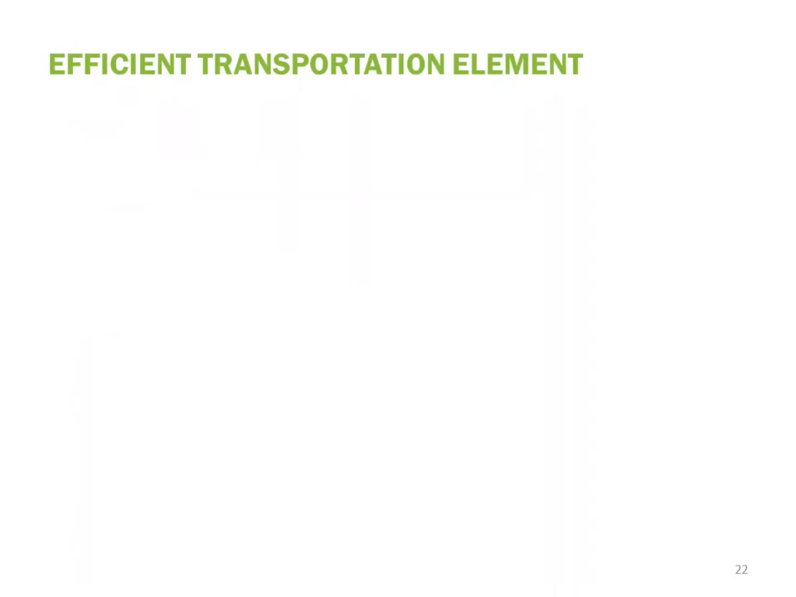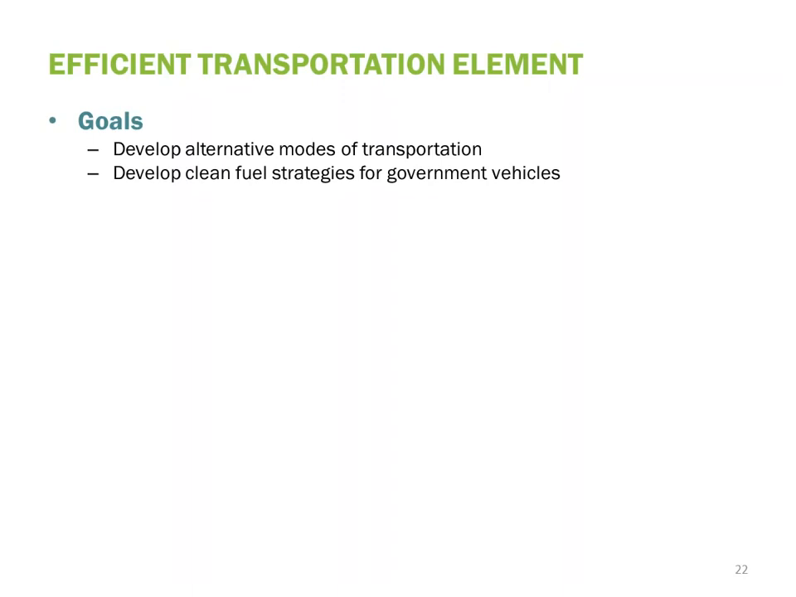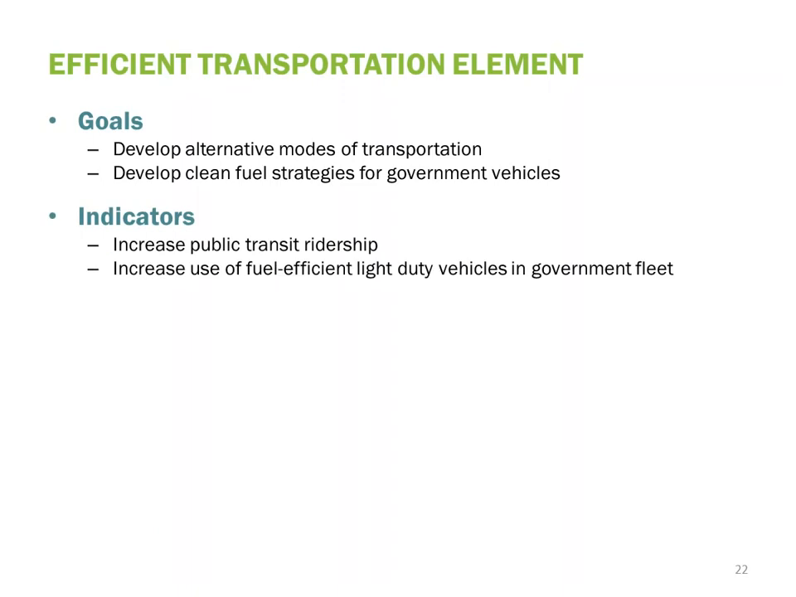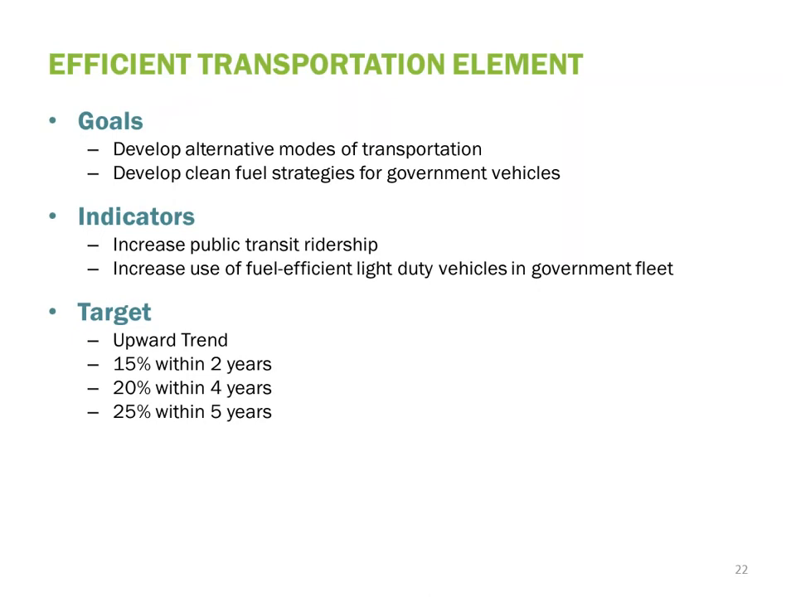The second element, efficient transportation element. Common goals include develop alternative modes of transportation, complete streets. This would be bike lanes, wider sidewalks. Develop clean fuel strategies for government vehicles. Indicators for the goals include increased public transit ridership, increased use of fuel-efficient light-duty vehicles in the city's government fleet. Targets, you would like to see an upward trend of public transit ridership. And with respect to increased use of light-duty vehicles, hopefully you would see something like a 15% increase within 2 years, up to 20% within 4 years, up to 25% within 5 years.